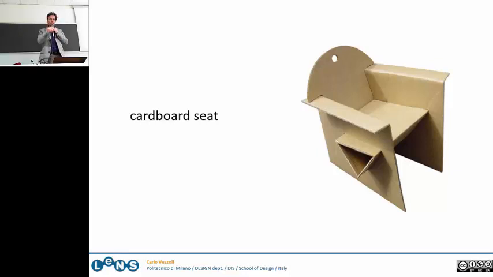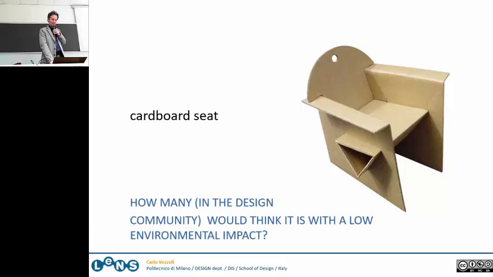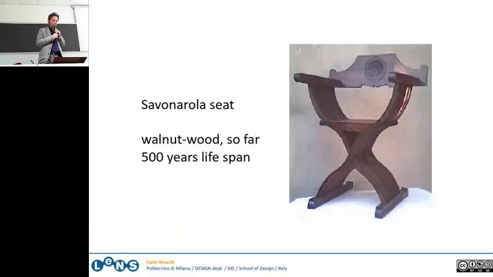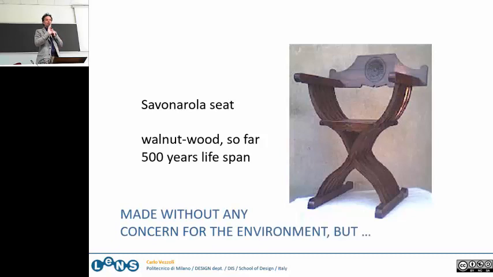Okay? I hope that the father or the mother designer is not here. But actually, we will see later. I show you another example. This is a Savonarola seat. It's walnut wood, with a five-year lifespan so far, so we come closer to what you said before. And this has been designed without any concern about the environment, or it was not the time to think about that.